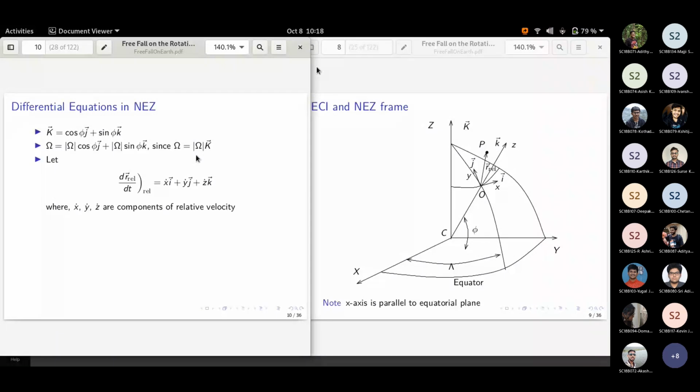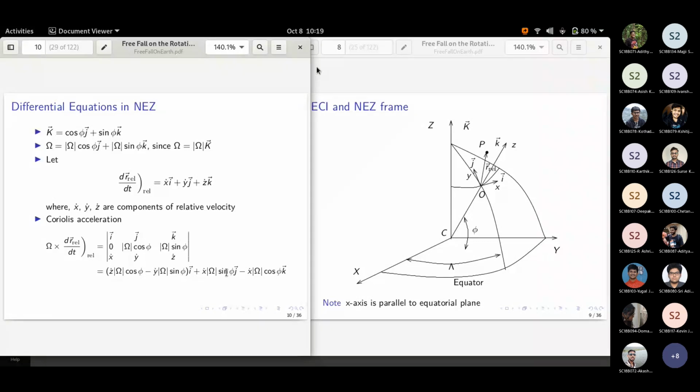Let us make this assumption that d rel by dt in the relative frame is x dot, y dot, z dot, which is the east, north, and zenith velocity, the relative velocity with respect to the east, north, zenith frame. The Coriolis acceleration is omega cross d rel by dt. Actually, it is 2 times that; we will simply multiply by 2 later on. It is given by this expression. We have to compute the cross products. Since omega is known from the above expression, and we have assumed the relative velocity to be x dot, y dot, z dot, this is your final cross product.